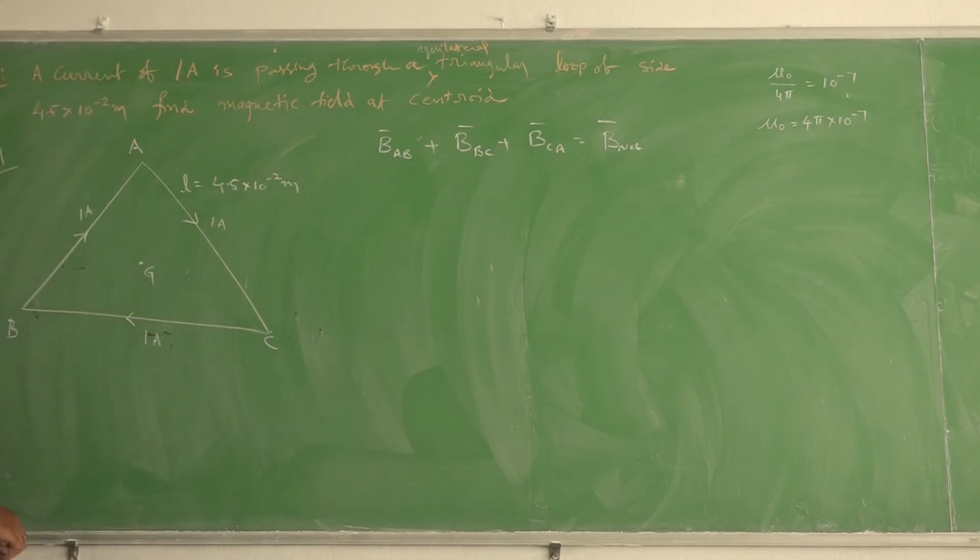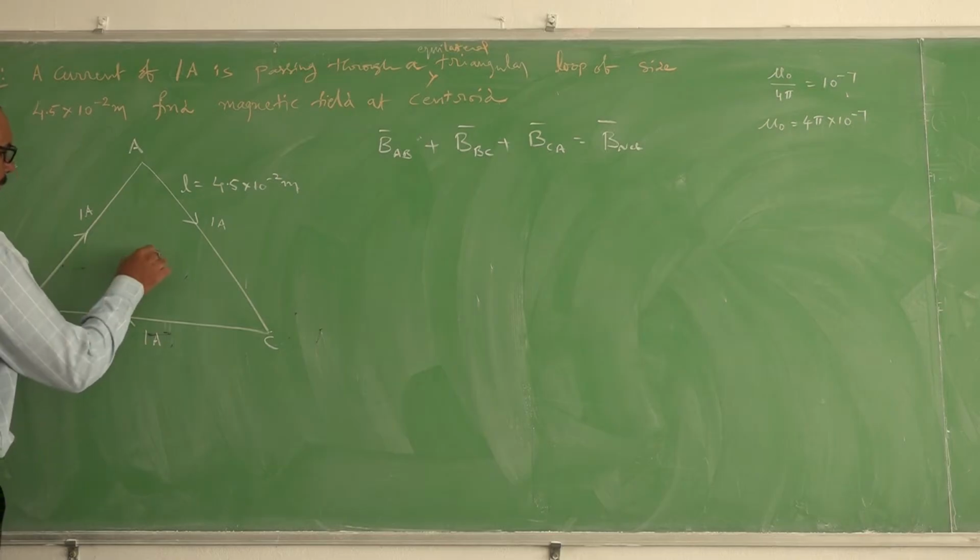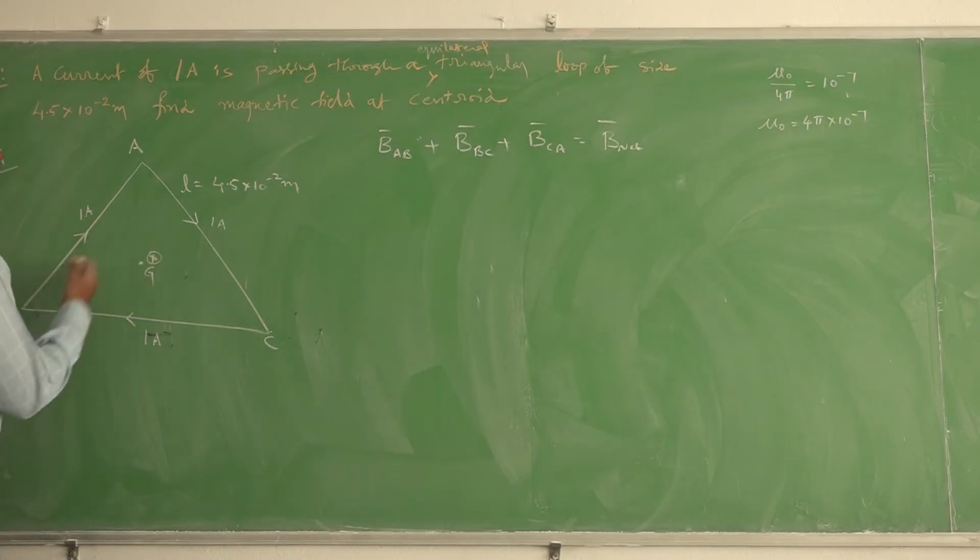What is the direction of the magnetic field? Because of AB, it is into the paper. Because of BC, also into the paper. Because of CA, also into the paper. All the 3 magnetic fields are in the direction into the paper. Now first let me calculate the magnetic field due to AB.